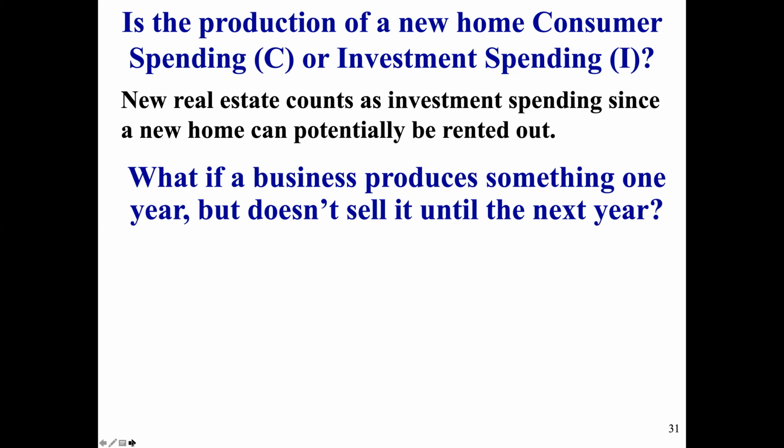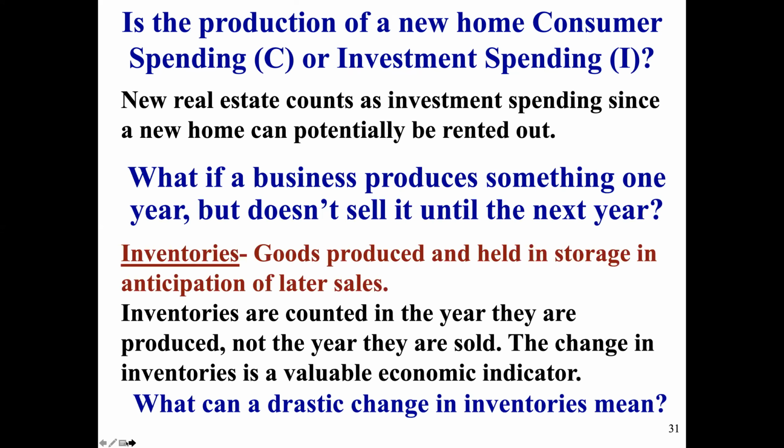What about if a business produces something in one year but doesn't sell it until the next year? That's called inventory growth. So inventories are goods produced and held in storage in anticipation of later sales. Inventories are actually counted in the year they're produced, not the year they're sold. The change in inventories is a valuable economic indicator. So if a company produces something this year and increases their inventory, that's actually counted as investment because they're investing in future earnings. So that one can be a little tricky for students as well.